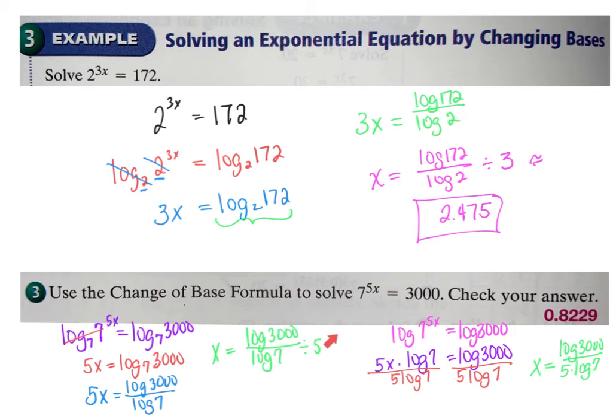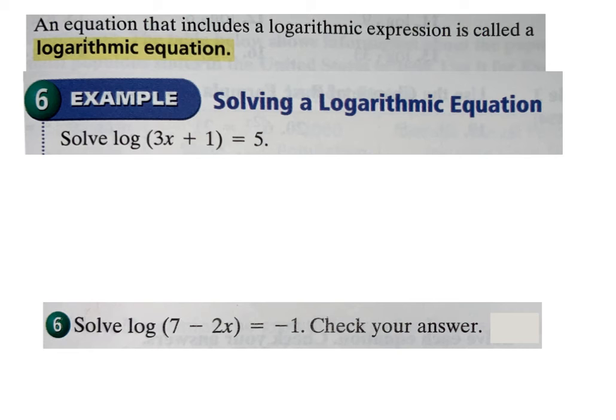So these two things in green are the same exact thing. And you end up with 0.8229 when you get it. Can't be mad at it. So just like we used a logarithm to cancel out an exponential base, we can use an exponential base to cancel out a logarithm. All right?